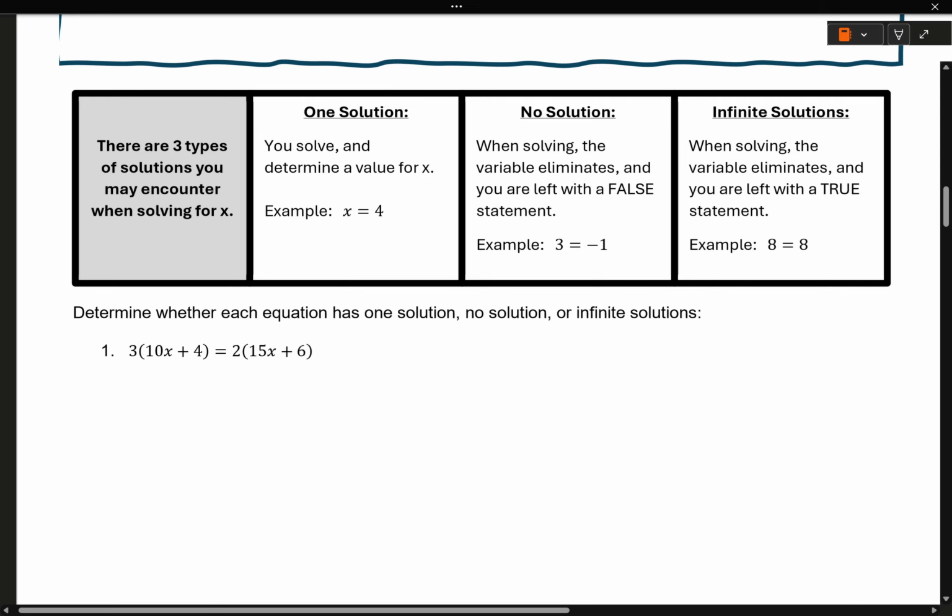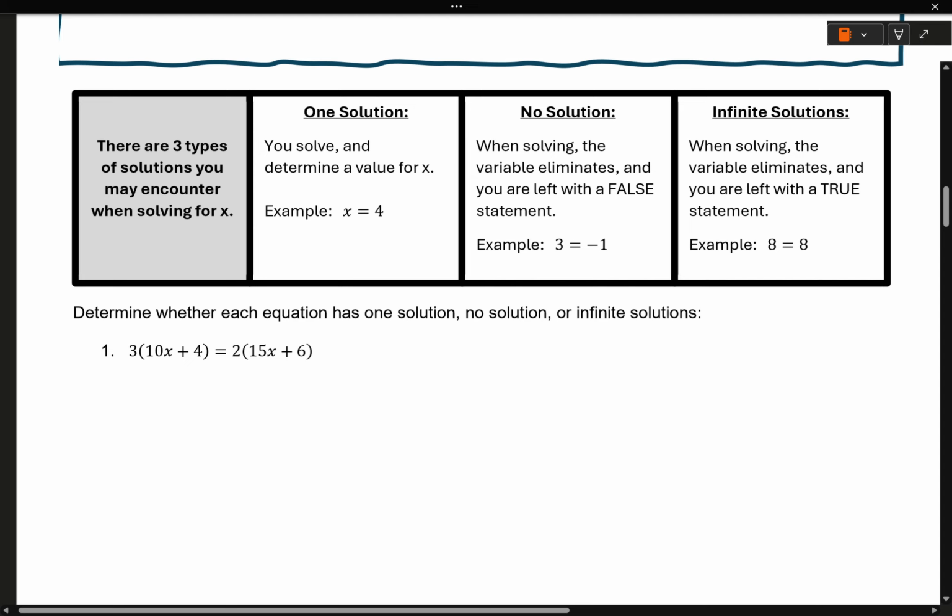The first one is no solution. That means while we're solving, suddenly the x's are eliminated, and we're left with a false statement like 3 equals -1. 3 does not equal -1. Or we can get something like infinite solutions. This is when we're solving, our variables eliminate, but we get something true, like 8 equals 8.